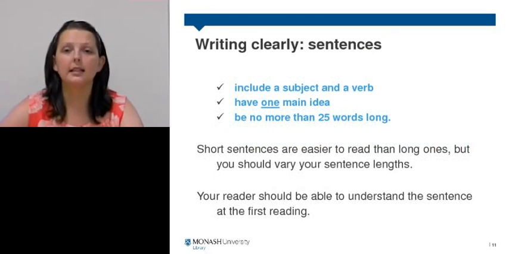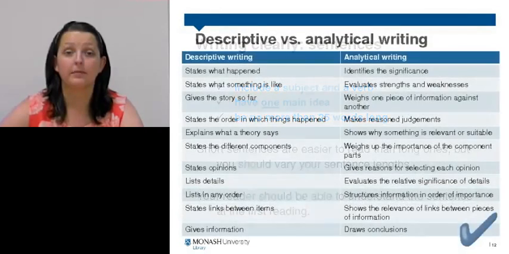In terms of sentences, make sure that each sentence includes both a subject and a verb, and only one main idea. Now, as a guide, we suggest the sentence should be no more than 25 words long, as otherwise the sentence becomes too long and complicated to follow. Short sentences are, of course, easier to read than longer ones, but you should vary your sentence length so as to provide a natural reading pace. The reader should understand what you have written in your essay on the first reading.